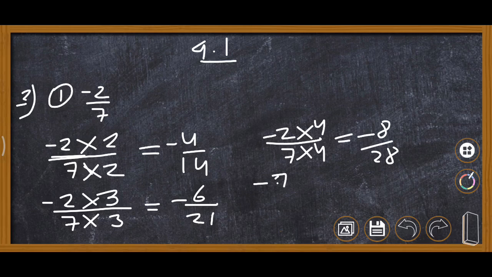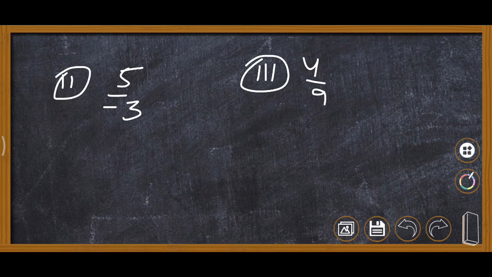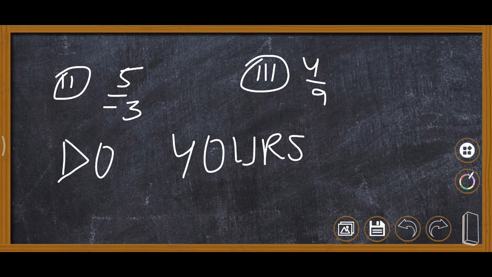And then you will multiply it by 5, which gives minus 10 upon 35. So here you are required to multiply it by 2, then by 3, then by 4, then by 5. The second part is 5 upon minus 3, and the third part is 4 upon 9. Both of these you are required to do yourself, as I have done the first part.